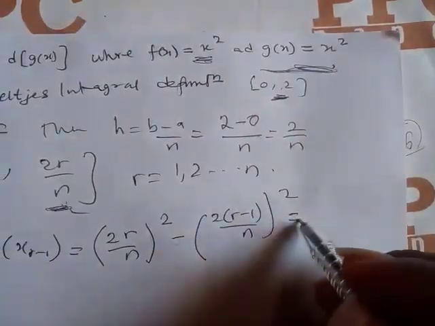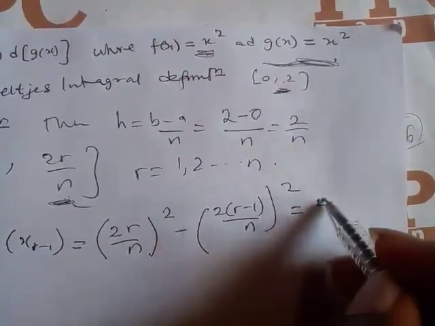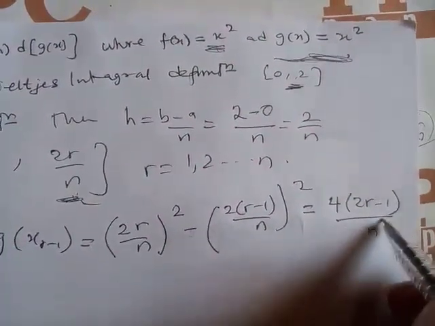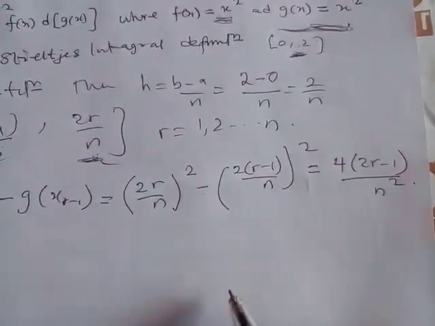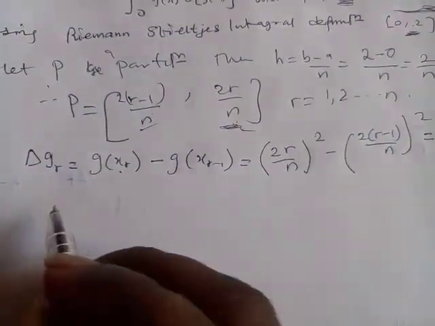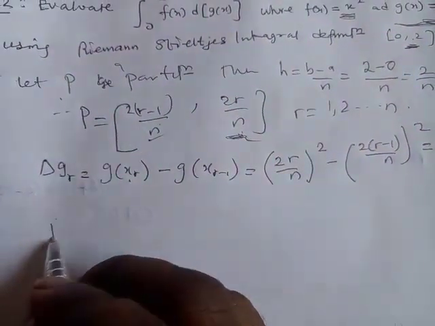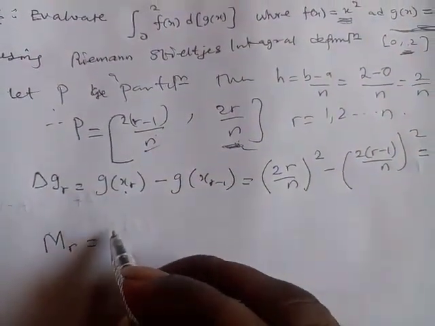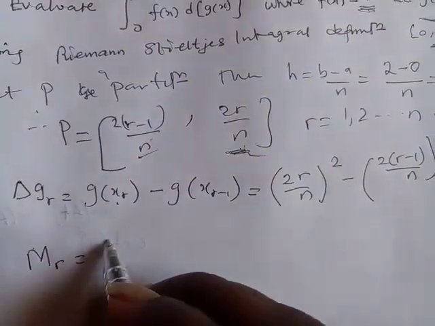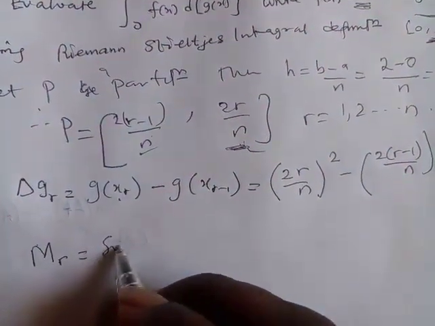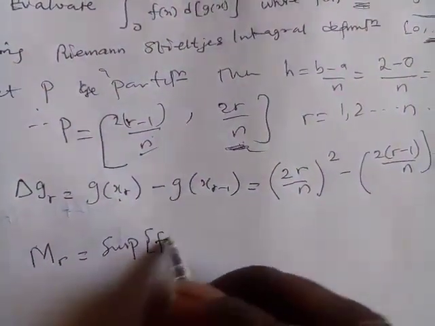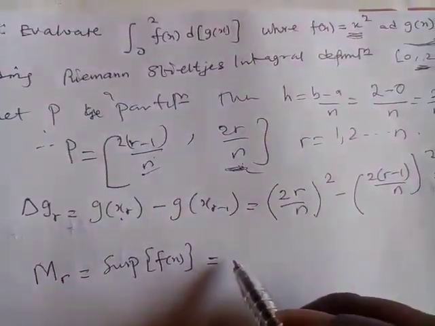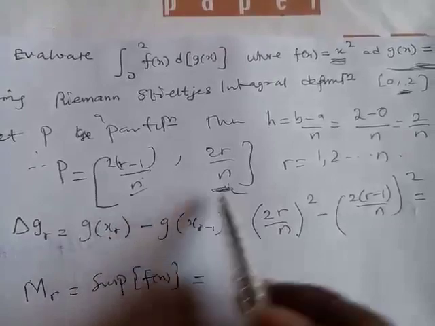But it is easy to simplify here. By the time we simplify, we should be able to have what we had the other time over N squared. So it remains capital M_R. Capital M_R, that is supremum of f of x. This is sup f of x in that partition. Now this is supremum.